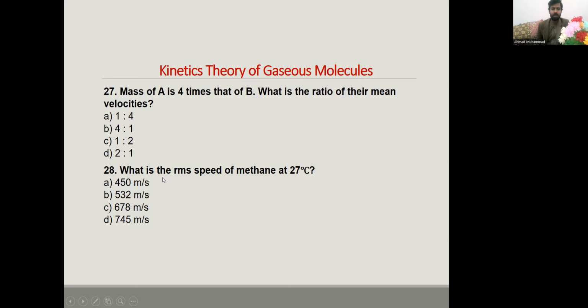What is the root mean square speed of methane at 25 centigrade? 450 meter per second, 532 meter per second, 678 meter per second, and 745 meter per second? So the right option from these four options is D, 745 meter per second. By using the root mean square velocity formula and adding the temperature, 27 degree, we can get the calculation, which is 745 meter per second.